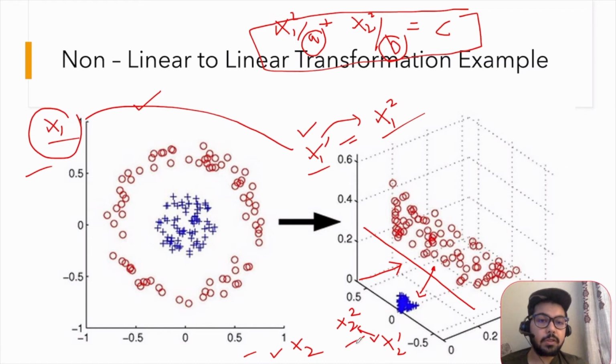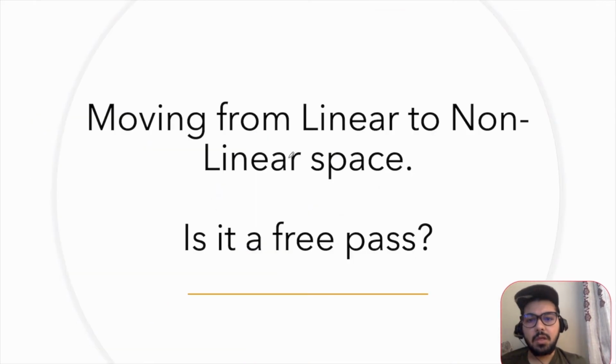We moved into a non-linear space, and then we saw that, oh, it's actually linear. When we moved to the non-linear space, we actually saw it's linear. So this is a transformation which we are seeking. Okay, moving from linear to non-linear space, is it a free pass? Obviously no. There are some consequences from moving from linear to non-linear space.